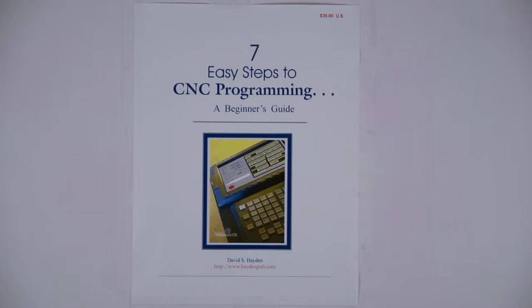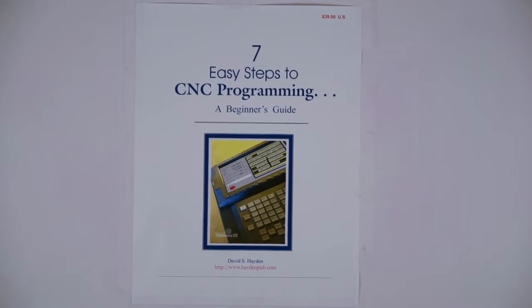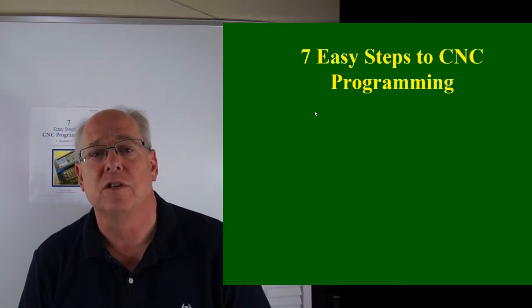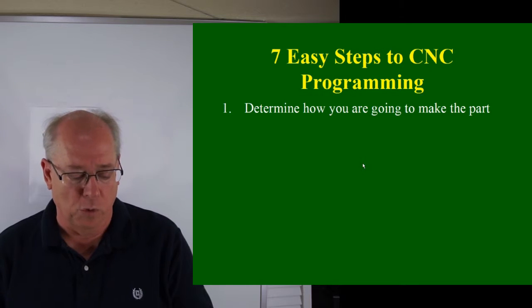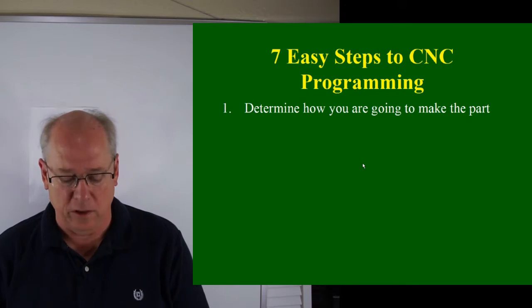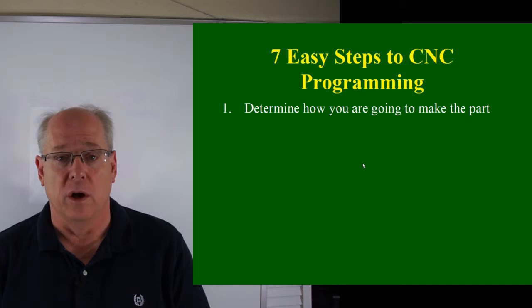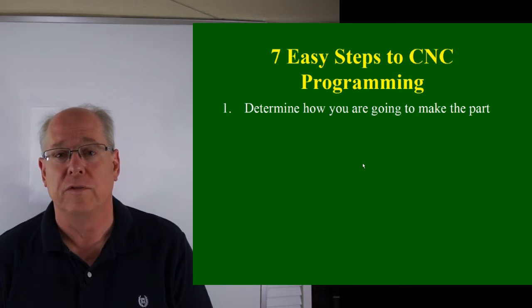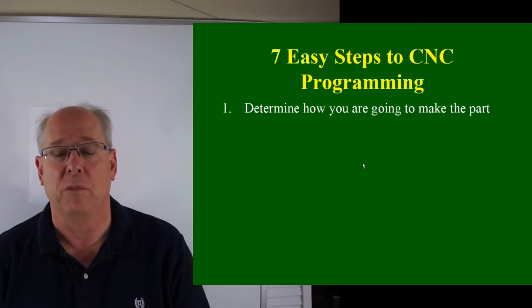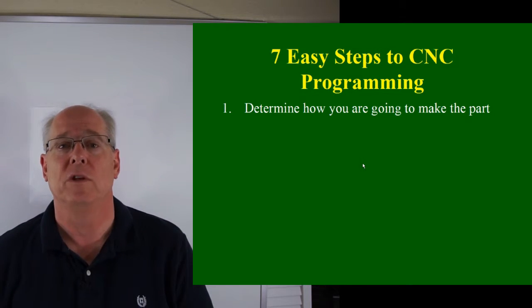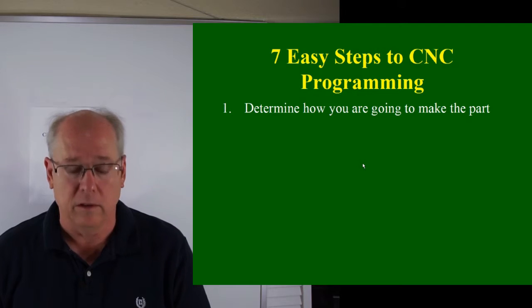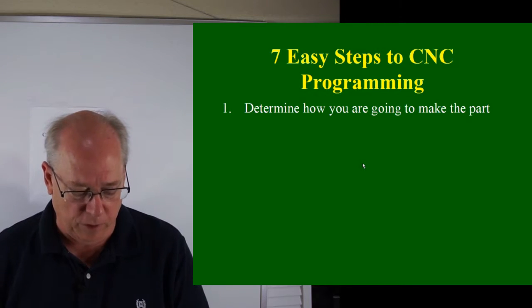When I wrote my book, I titled it 7 Easy Steps to CNC Programming, and I chose that title for a reason. The 7 steps to CNC programming are basically, number 1, you have to determine how you are going to make the part. You'll need to know your appropriate speeds and feeds if you're cutting or machining a part, or the speeds and feeds at which you can deposit material if you're using a 3D printer and depositing material on a platform.